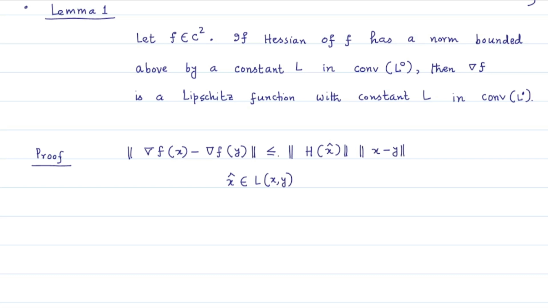Now as the Hessian matrix has norm bounded by the constant capital L, we will have this quantity less than or equal to L times norm of x minus y for every x and y in the convex hull of the set L0. Here, to reach the right hand side of this inequality, we have employed the mean value theorem for vector valued functions. For the mean value theorem for vector valued functions, you may please look at any calculus book, and for instance you may look at the classical analysis book by Apostol.